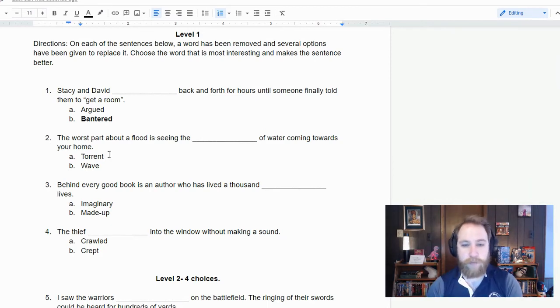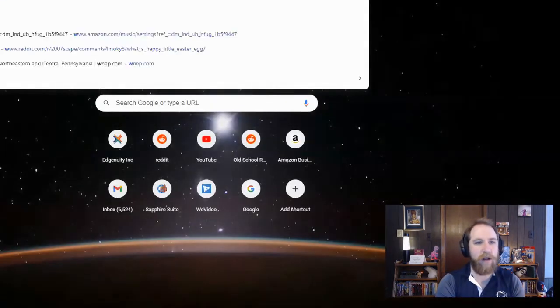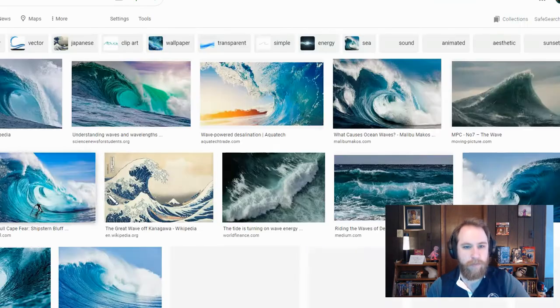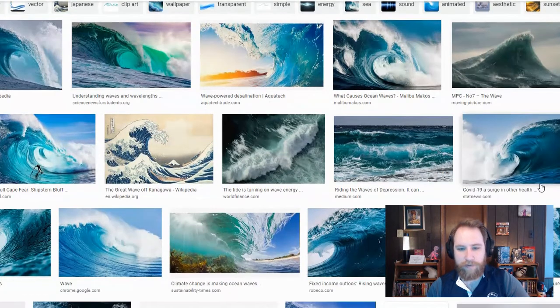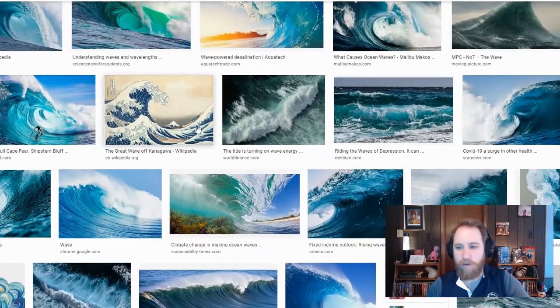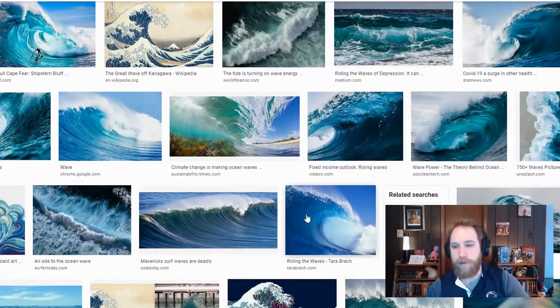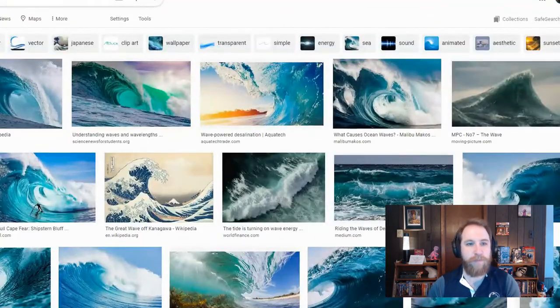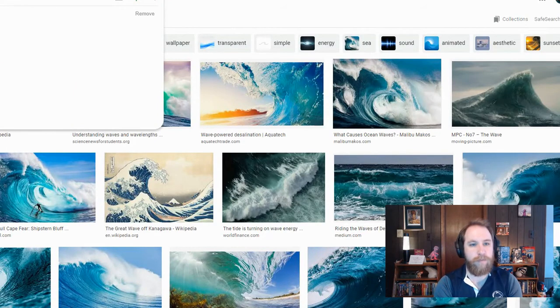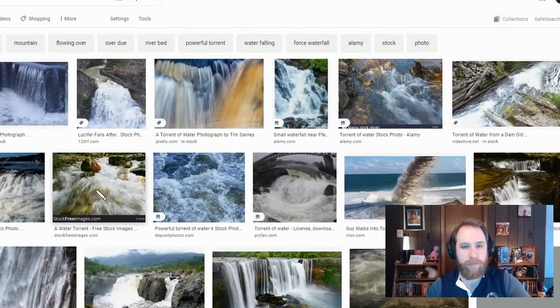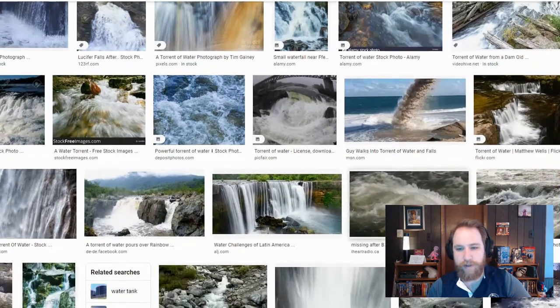Okay, so hopefully you made a choice, A or B. All right, one of the things that might help you is actually just looking at maybe some Google images of these words. Okay, so these are some waves, right? Pretty round. Yeah, like if this was coming towards my house, I'd be pretty upset, right? Look up a torrent of water. Okay, so this is giving us a very different picture, isn't it?